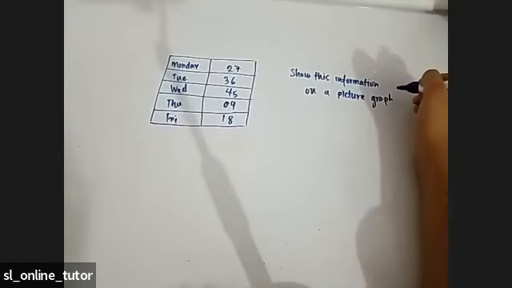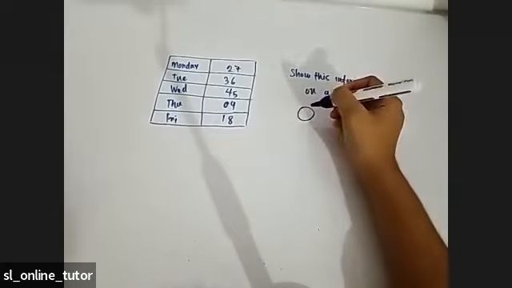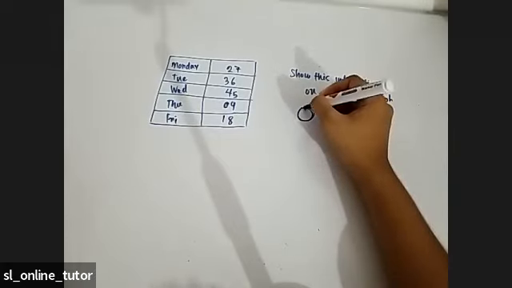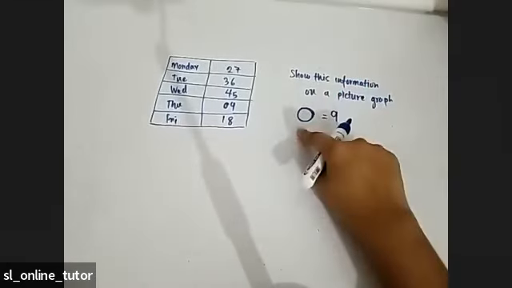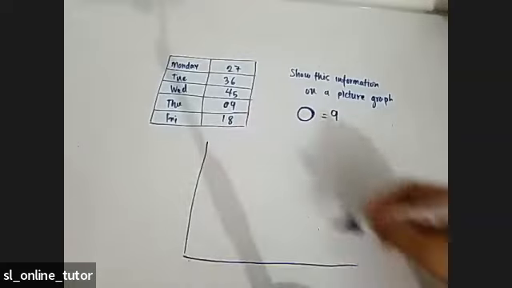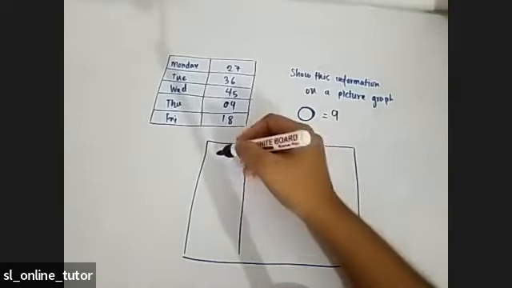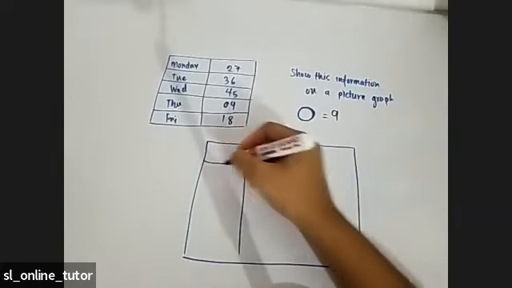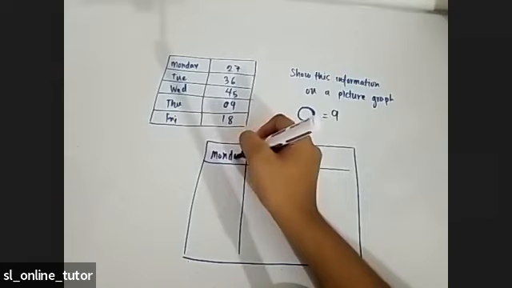On a picture graph. You can take this symbol for coconuts. So one of this picture is representing 9 coconuts. One symbol is representing 9 coconuts. So take a picture graph. If you have forgotten picture graphs, I'll remind you a little. You write the days here and you draw the diagram here. So starting with Monday.